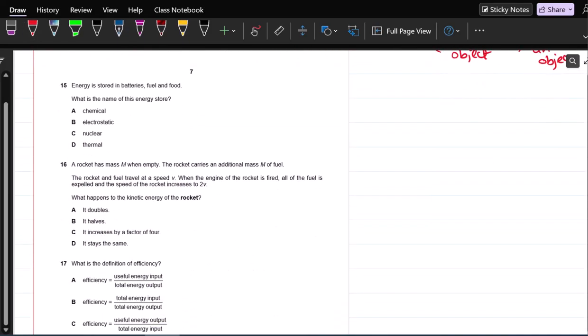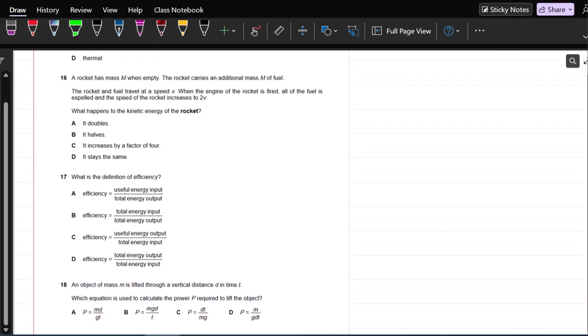Moving to question number 15. Energy is stored in batteries, fuel, and food. So it is in terms of, you can say, atoms, ions, like this. So what is the name of this energy store? It is a chemical energy store. Simple question. Question number 16.